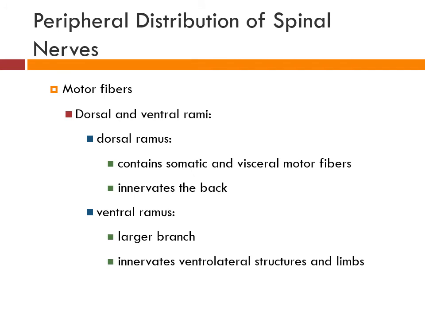So this slide just gives you the information. I presented it in the last slide, but it's showing you that the dorsal ramus contains somatic and visceral motor fibers that innervate the back. The ventral ramus is larger and it innervates the ventrolateral surfaces and the limbs, and it also contains somatic and visceral motor fibers.